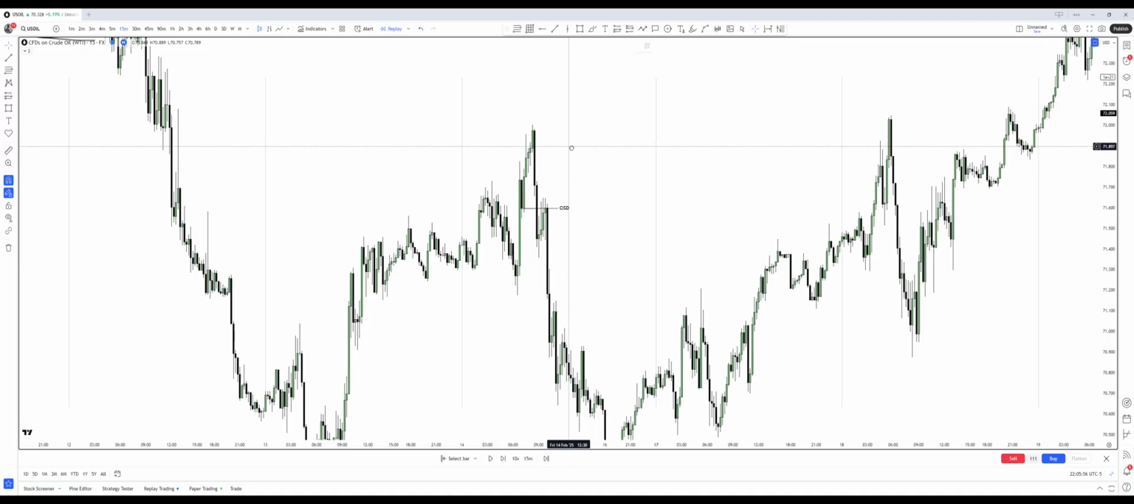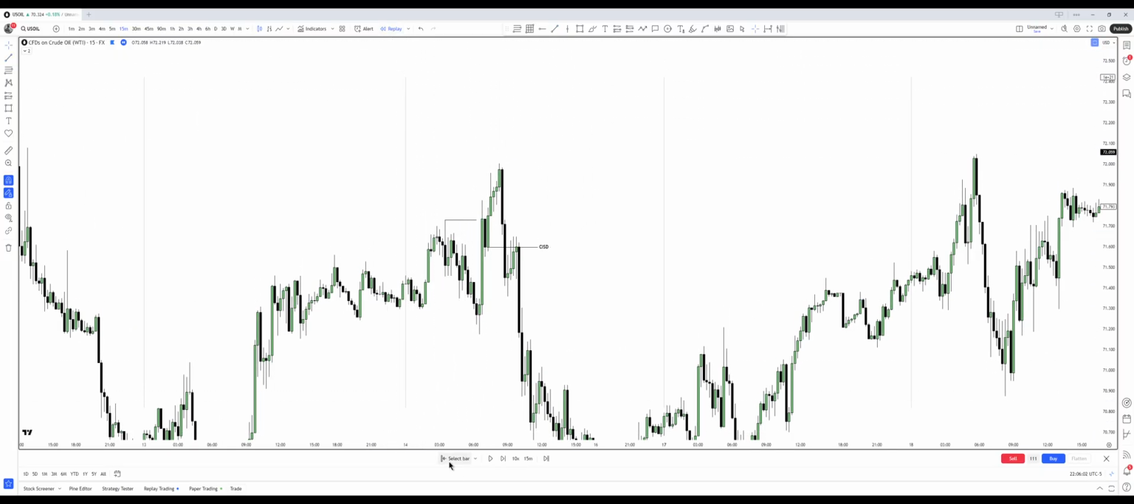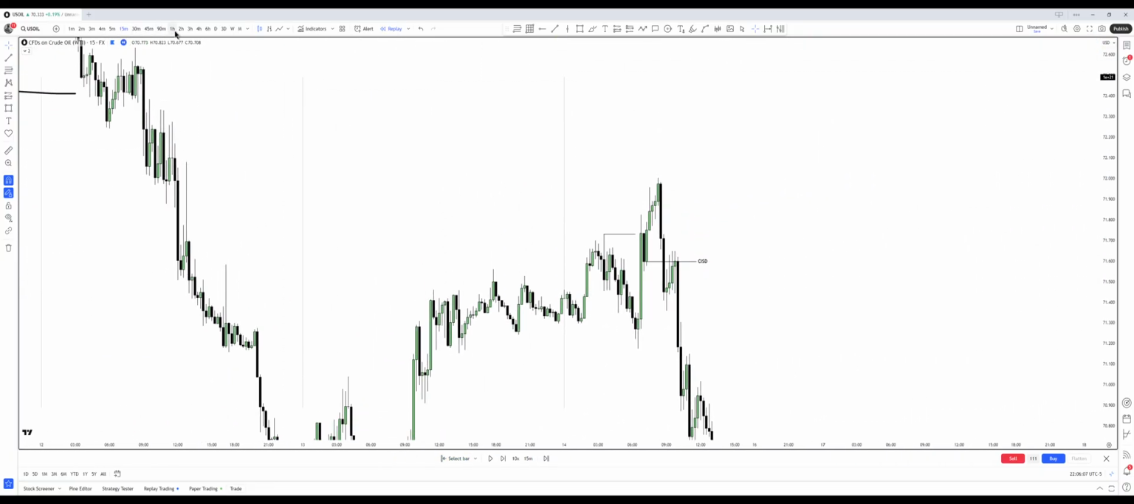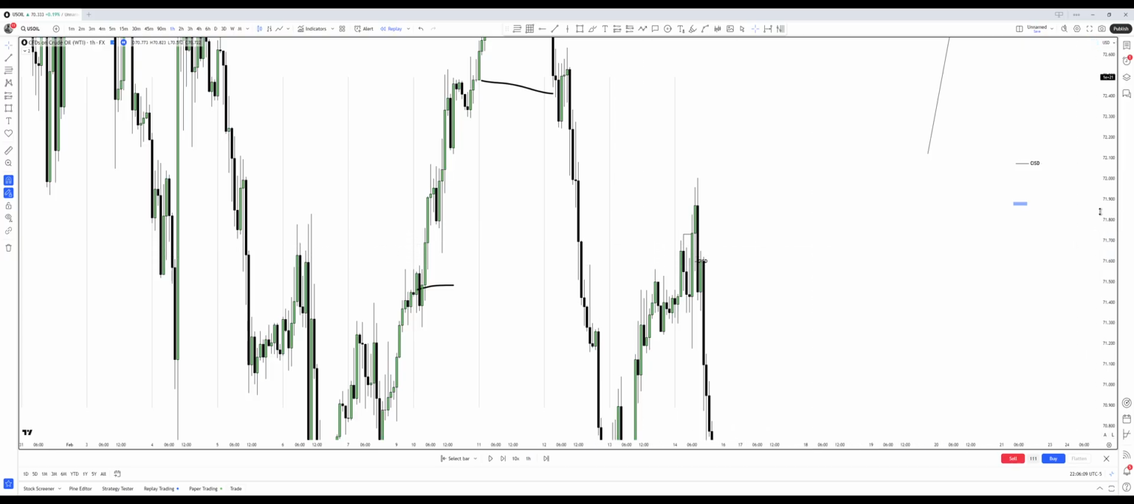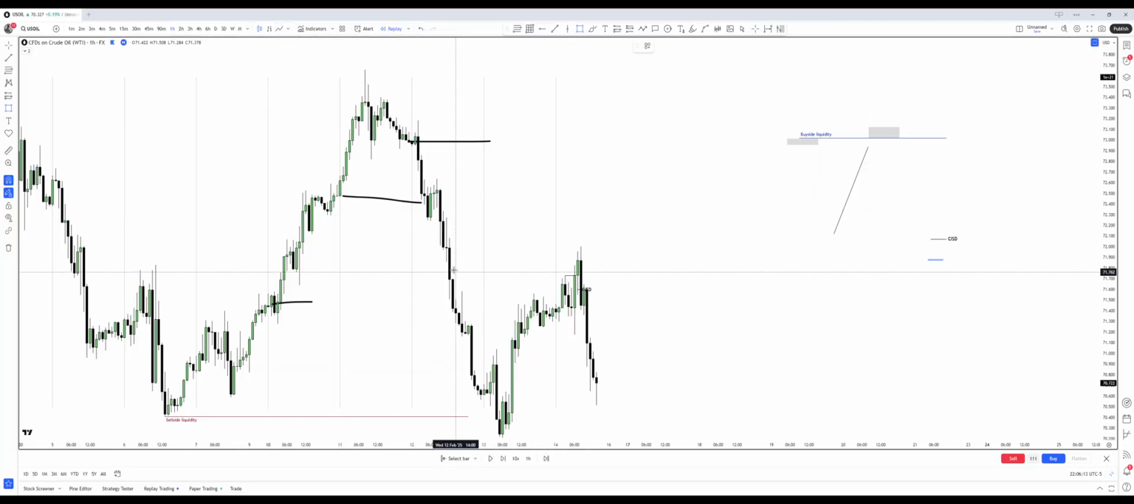This is our change in the state of delivery. Why? Price took out this buy side, but that's not the main thing right here, because this is a tap into a higher time frame key level right here and back into the dealing range. This fair value gap got respected beautifully.